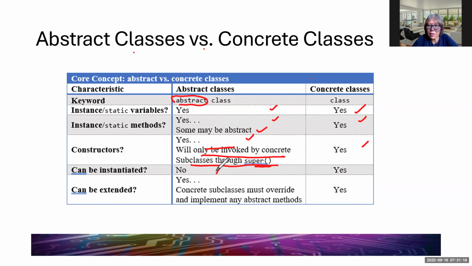Can it be instantiated? No. And the concrete class, yes. Can it be extended? Yes. Can it provide an inheritance relationship? Yes. And also a concrete subclass must override and implement all of the abstract methods. So that's the difference between these two. So basically, an abstract class provides more flexibility for polymorphism through the implementation of abstract methods.